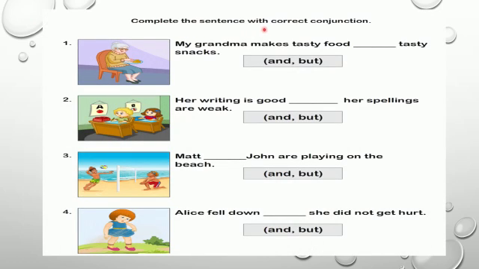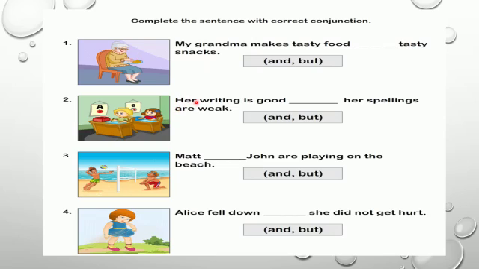Complete the sentence with the correct conjunction. Let's see some examples so the conjunctions will be clear to you. First: My grandma makes tasty food dash tasty snacks. Now here, tasty food and tasty snacks. So we have to add these, so we will use and. My grandma makes tasty food and tasty snacks.